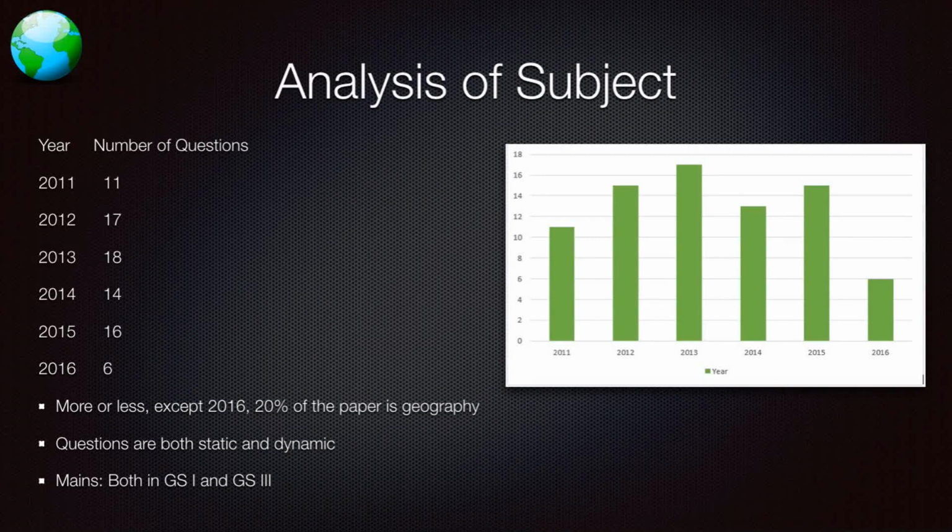Now if you just analyze the subject, as you can see, 11, 17, 18, 14, 16, that is more or less 15 to 20% of the paper. But in 2016 they just asked 6 questions. Does it mean that geography has lost its importance? Absolutely not. It was just to give you a shock that current affairs were asked a lot. Except for 2016, 20% of the paper is always geography, and the questions are both static and dynamic. In mains, in the GS1 paper, it is almost 50%. In GS3 also you might find 1 or 2 questions here and there.